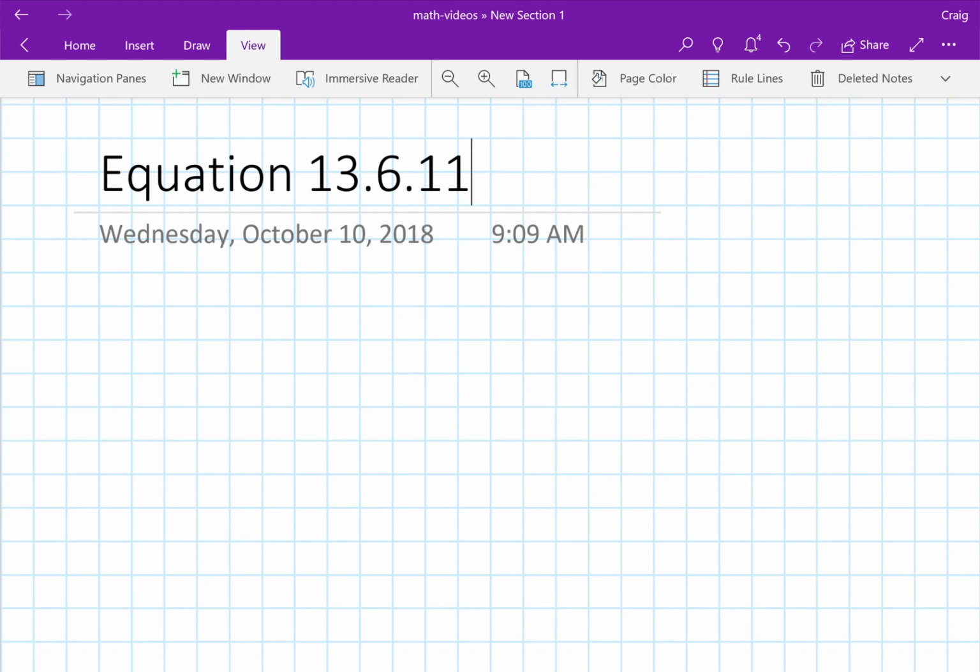This video note is a brief description of the derivation of equation 13.6.11 in the textbook. I consider equation 13.6.11 to be very important, and it should probably get its own special box, but since the author has not given it its own special box, I'm going to dedicate an entire video note to this short derivation of equation 13.6.11.